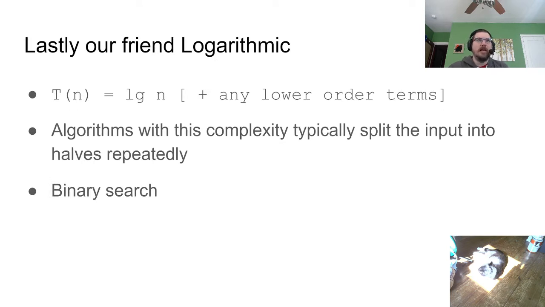Then it's our friend the log. Everyone loves a log. Log grows really slowly, much slower than linear time. Generally, if you see an algorithm splitting the input in half repeatedly, then you have logarithmic performance. And for those of you who haven't heard my spiel about what log is, the log base 2 of n is how many times you can divide n by 2 until you get 1.